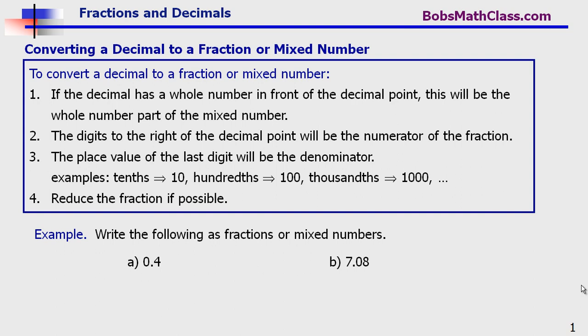So here's our first example, 0.4. No number in front of the decimal point. There's no whole number. The 4 is going to be in the numerator. And then what's going to go in the denominator? Well, what place is the 4 in? Because that's our last digit. The 4 is in the tens place, so we're going to put that 4 over 10. And then we can reduce that, divide them both by 2. So we get 2/5.